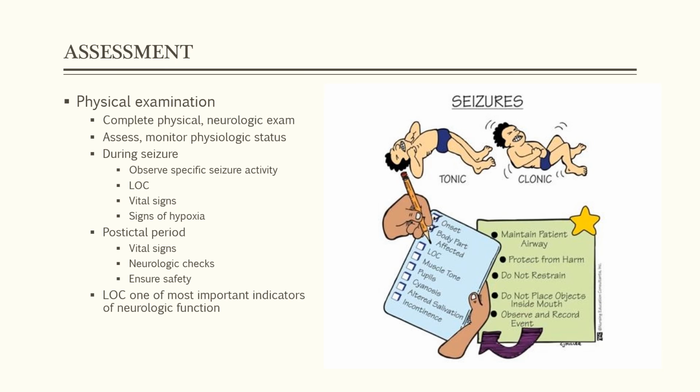Perform a complete physical and neurological examination. Assess and monitor the patient's physiologic status. Observe the specific seizure activity, level of consciousness, vital signs, and signs of hypoxia. During the post-ictal period, monitor vital signs. Perform neurologic checks and ensure safety. Once the patient is stable, a more definitive assessment can be made. Level of consciousness is one of the most important indicators of neurologic function. Remember that a lack of response may be the result of the post-ictal state.